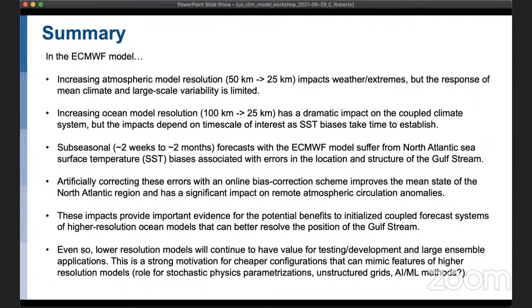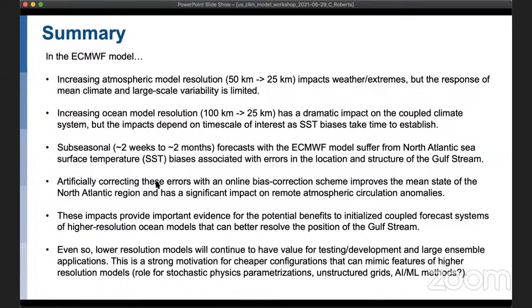That said, we do an awful lot of testing and run an awful lot of reforecasts, and we can never run them all with eddy-rich or eddy-resolving oceans. So lower resolution models will continue to have value for us for research, for testing, for development, and for large ensemble applications. So this is a strong motivation for both the maintenance and the development of cheaper ocean configurations that can mimic features of these higher resolution models.